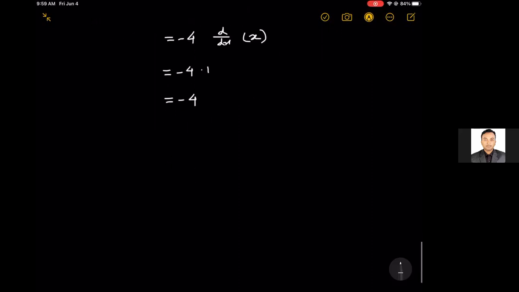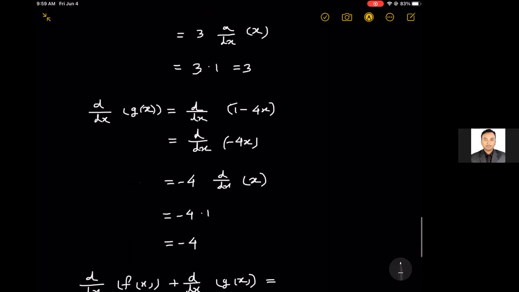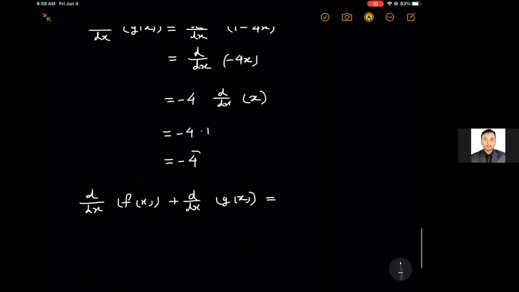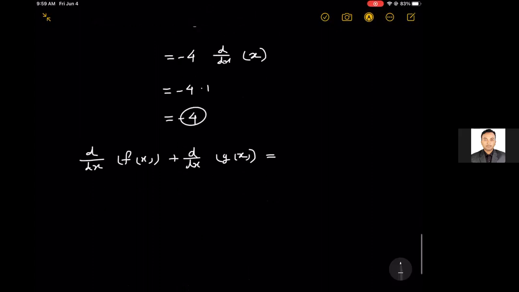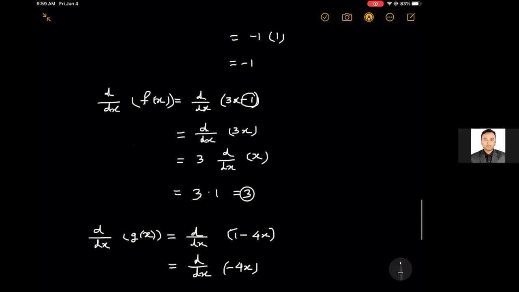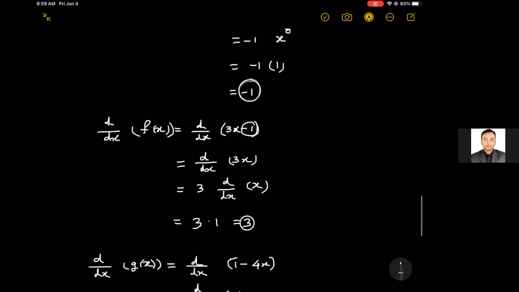Now if we add these two, d/dx of f plus d/dx of g is 3 plus negative 4. That means 3 minus 4 is negative 1. And you can see it's exactly the same as this.